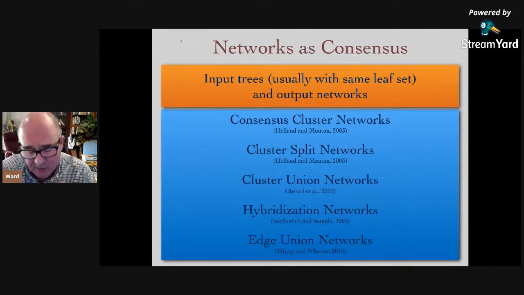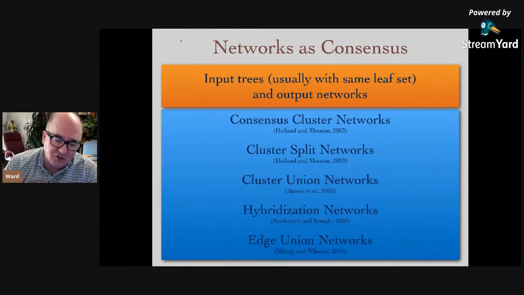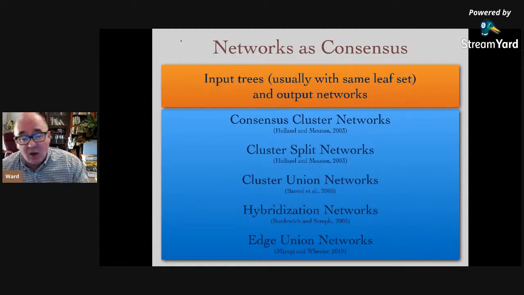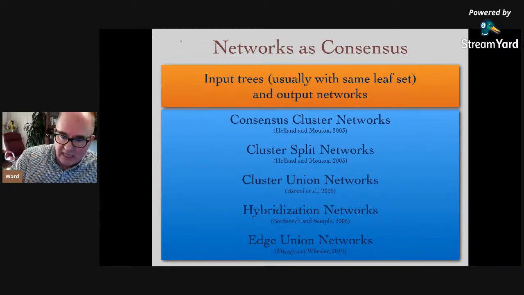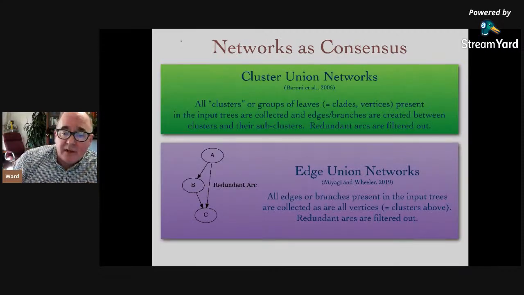Michael Miyagi, that I showed a picture of earlier, and myself talked about proposed the construction of the edge union network, where you take all the edges in all the input graphs and put them together, as compared to the cluster union network. I misspoke earlier, sorry about that, where you take all the vertices that are common in all the input trees and put them together and reconstruct the edges. So these are the two techniques, cluster union networks and edge union networks, that we're going to work with here to generalize our notions of how we can create supergraphs. So let's talk about cluster union networks first.